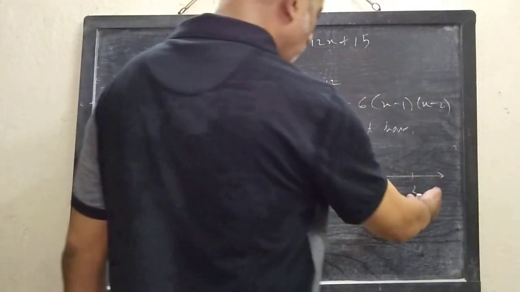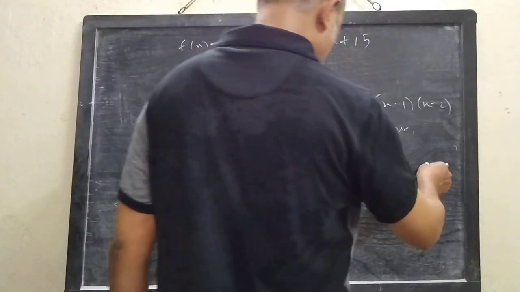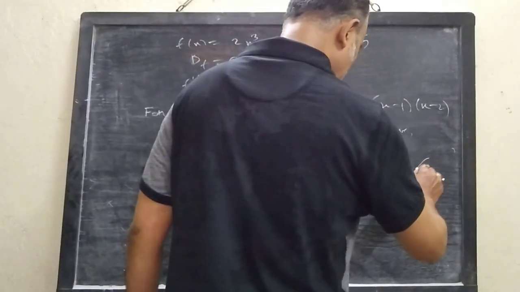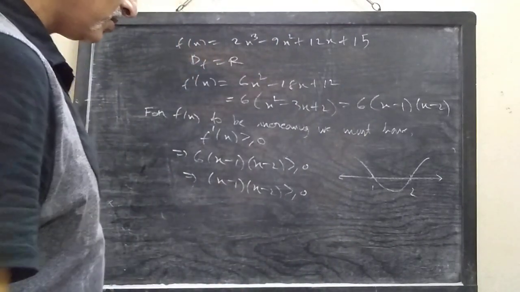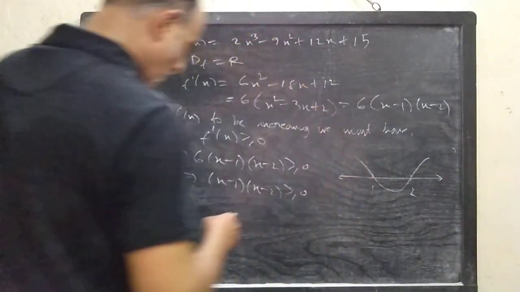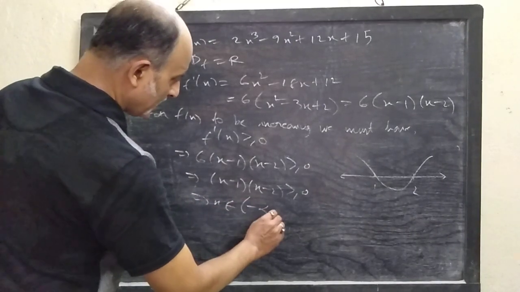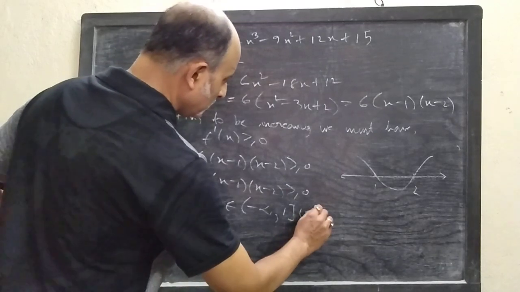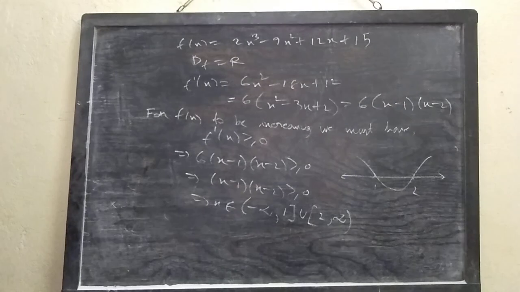Now take a point more than the rightmost zero, say 3. Put 3 here, it is positive. So start your graph from here, and there is no double point. So your graph will be like this. Greater equals 0 where x belongs to minus infinity to 1 closed, union 2 closed to infinity open. So the function is increasing in this.